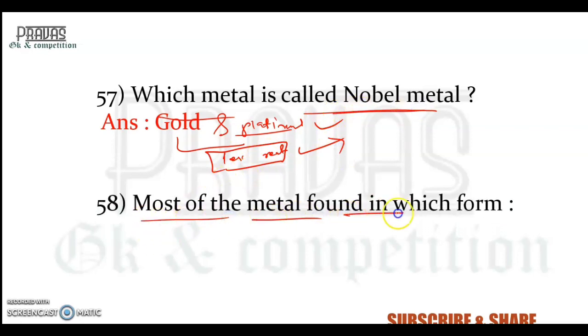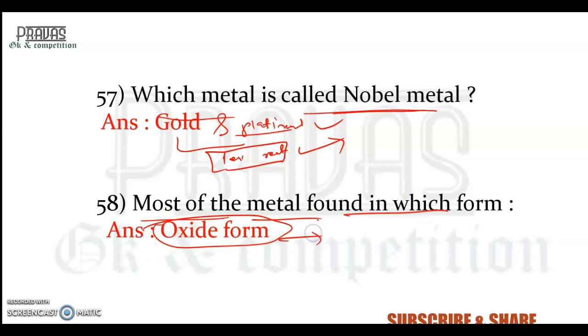Most of the metals are found in which form? Most of the metals are found in oxide form because oxygen is highly available on the earth's surface. So most of the metals are found in oxide form.